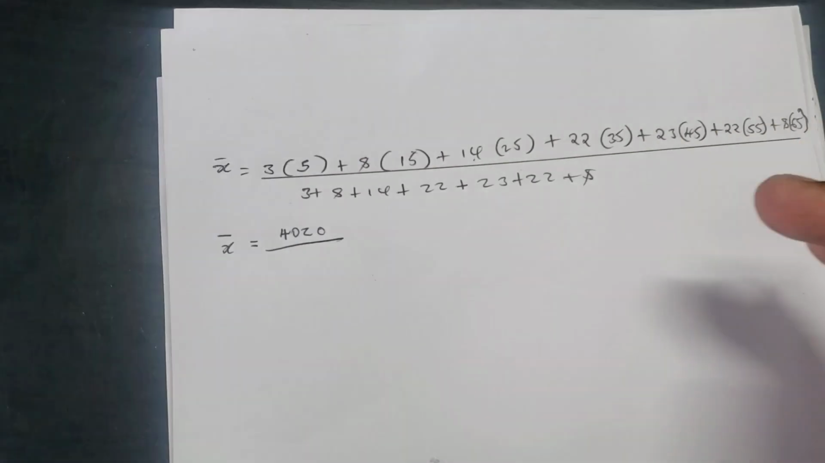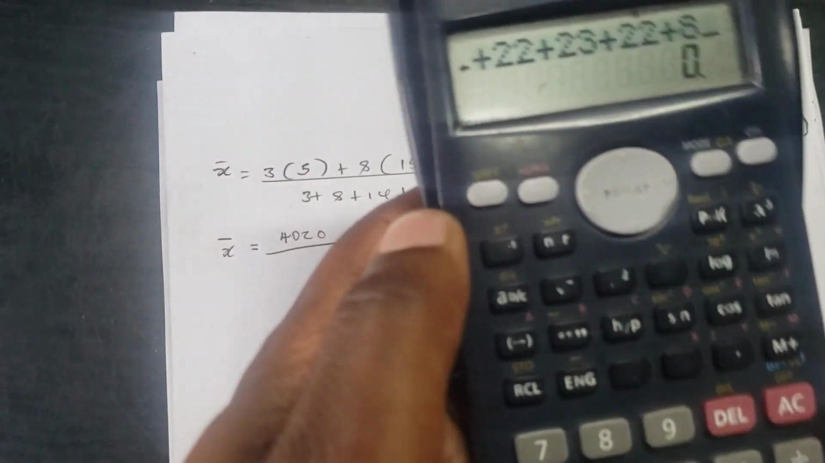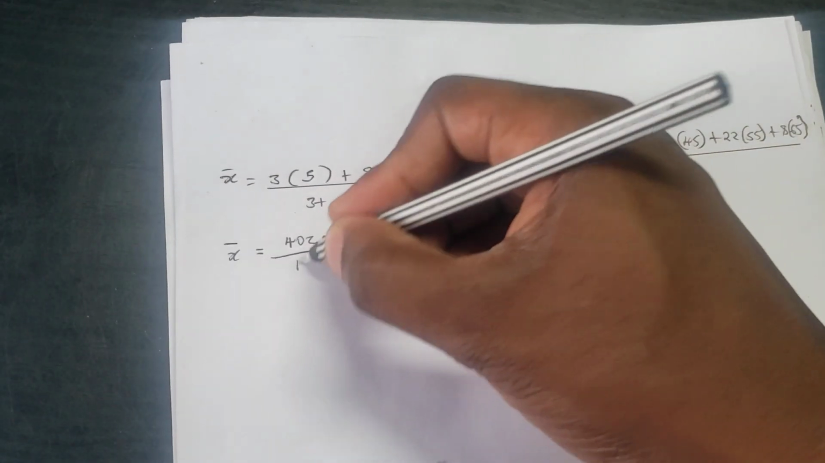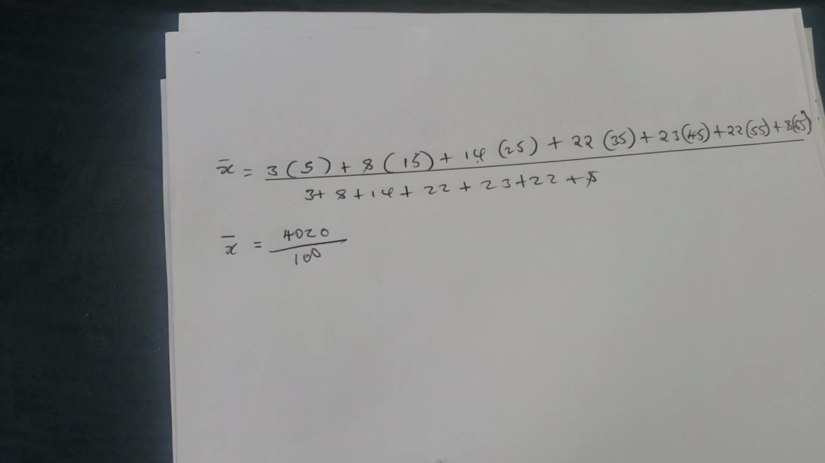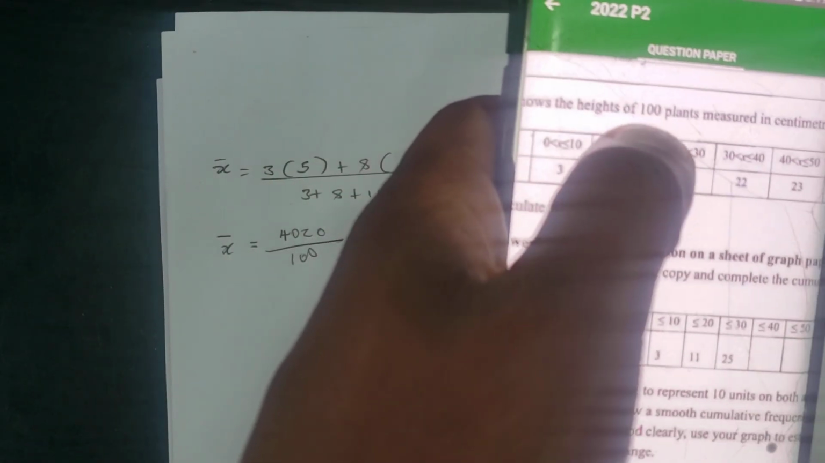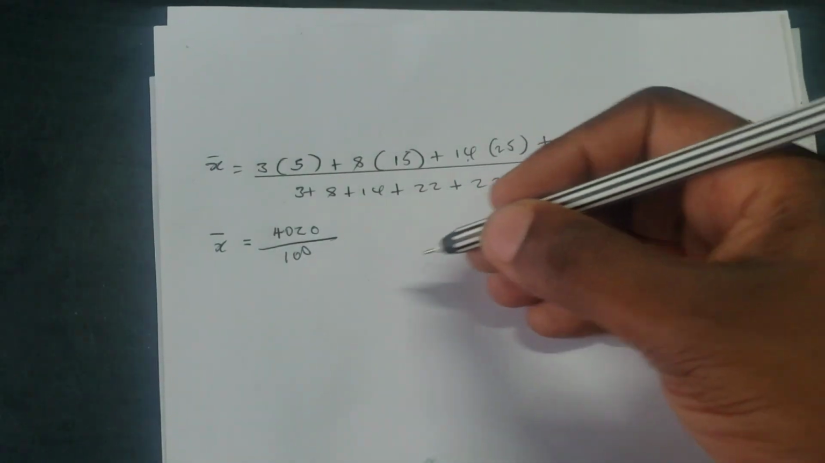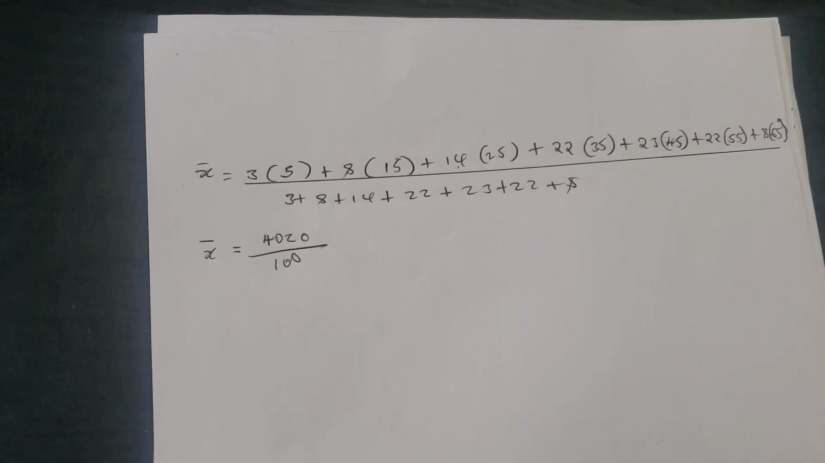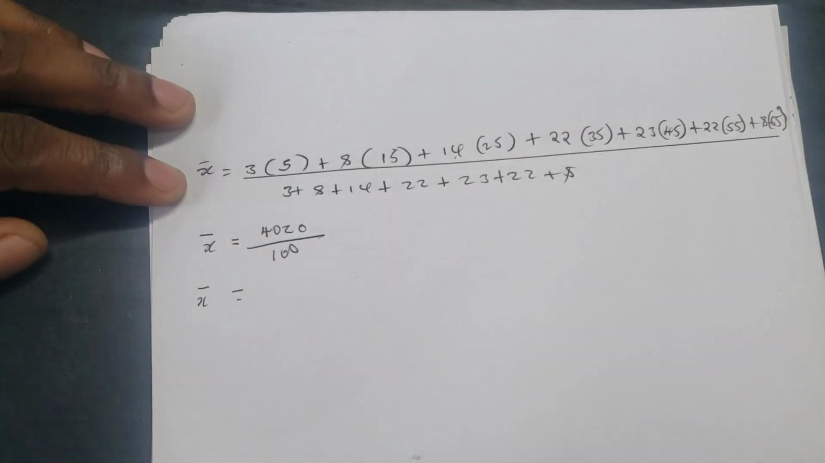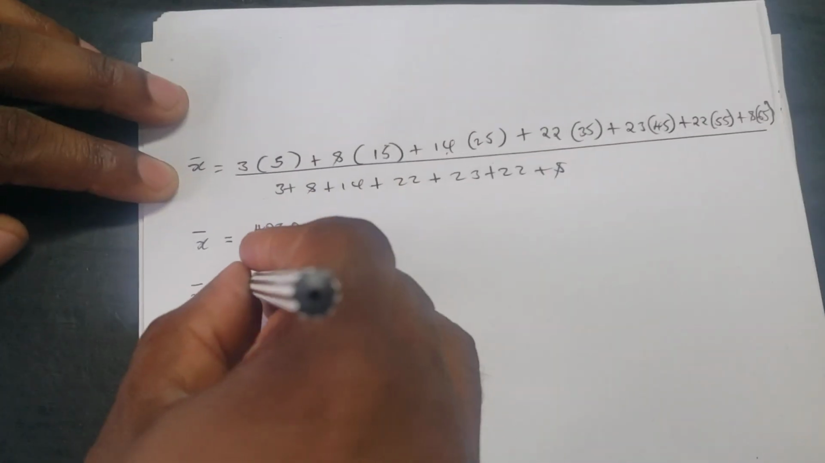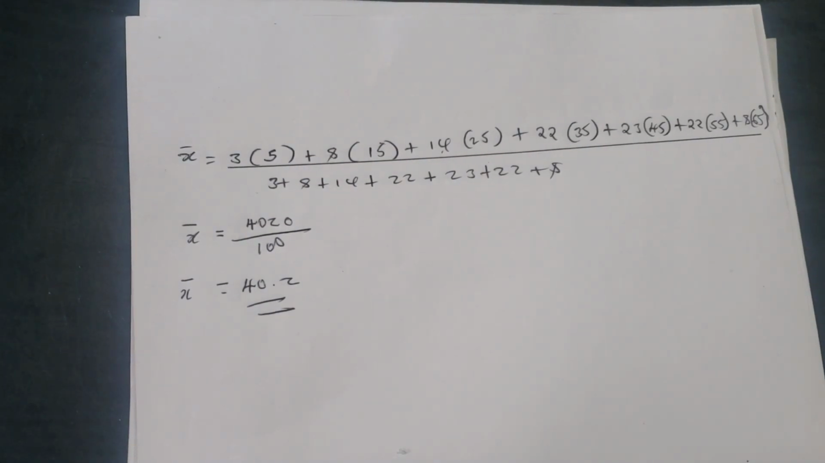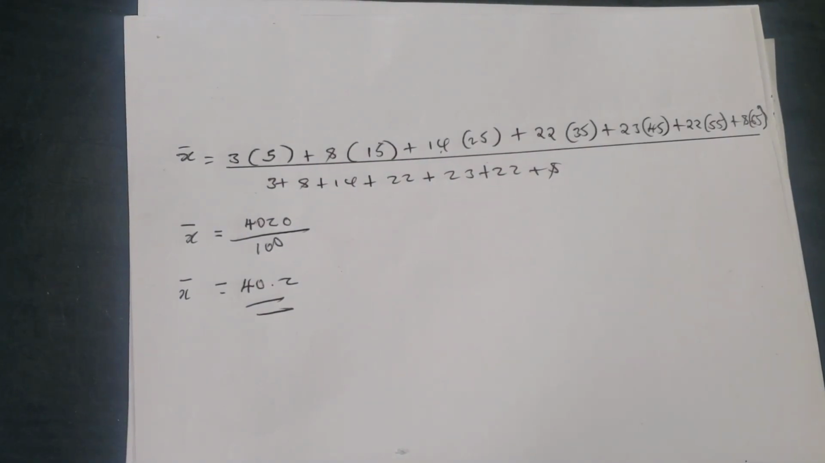Now for the summation of f, the total of our frequency, which gives us 100. So we are going to divide by 100. Of course, this 100 can also be gotten from the question, because we have been told it's 100 plants. So our mean is 4,020 divided by 100, which is 40.2. 40.2 is our answer. This is how you find the mean.